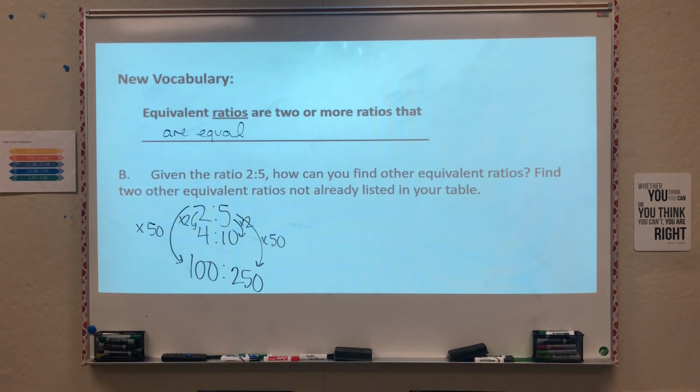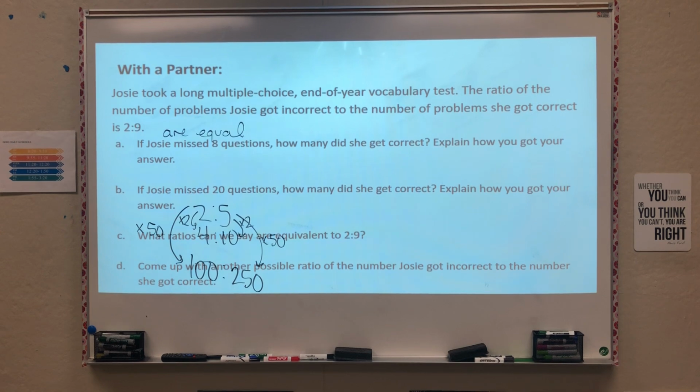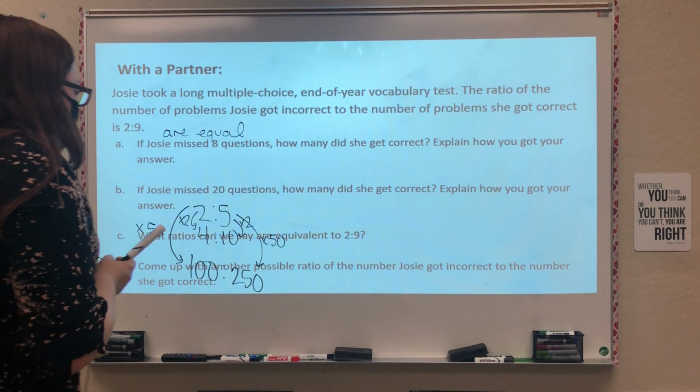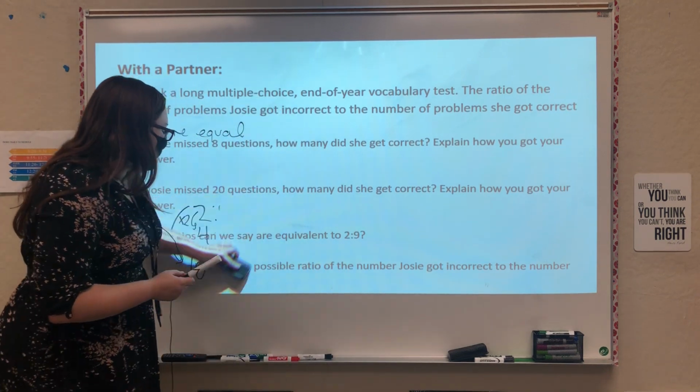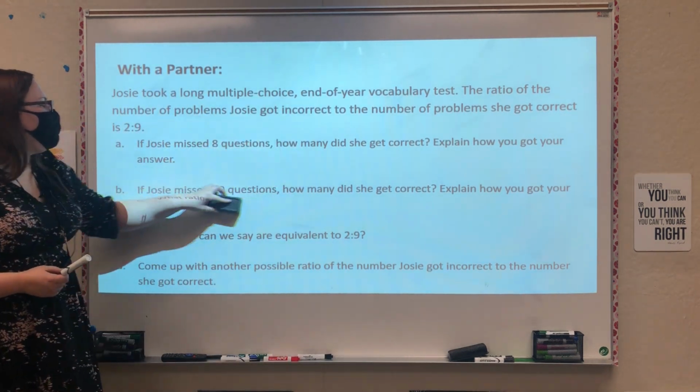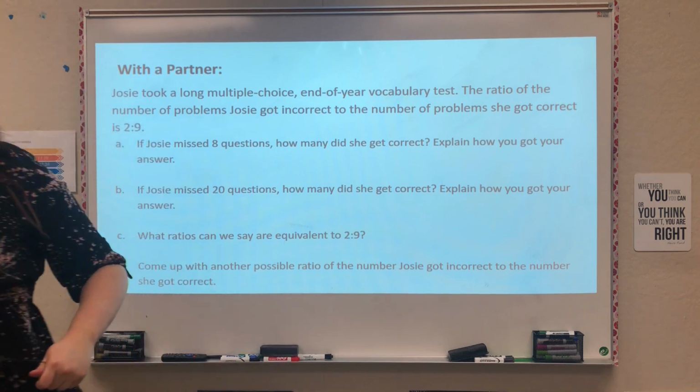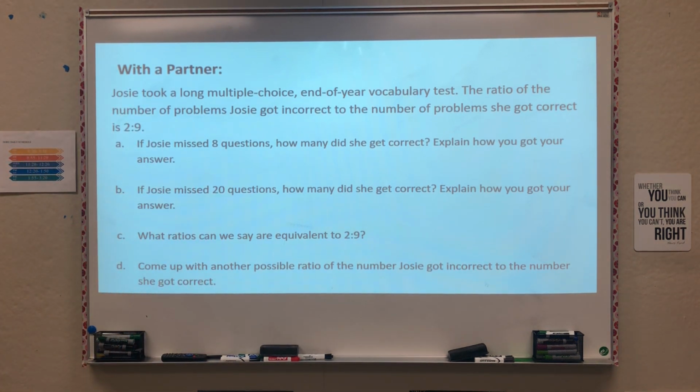Now we're on to this last one. It says with a partner, but we are 3 people, so we can talk it through all together. In this problem, Josie took a long multiple choice end of year vocabulary test. The ratio of the number of problems Josie got incorrect to the number of problems she got correct is 2 to 9. I want to pause right there. So what does that ratio 2 to 9 mean?